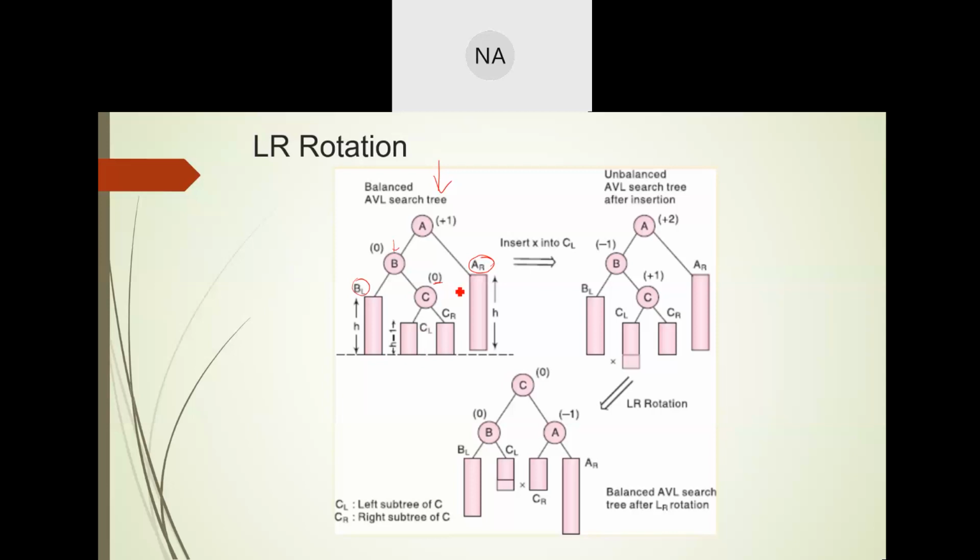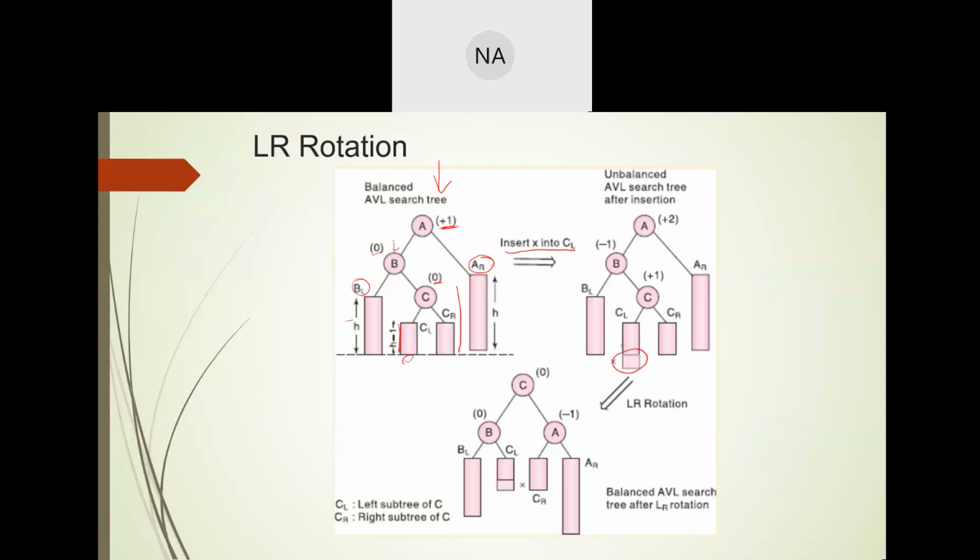So the height of this tree, which includes the subtrees of node C plus node C itself, will be H minus 1 plus 1, so it will be H. The heights of both BL and BR are the same, so the balance factor for node B is also 0. The height of the left subtree of node A will now become H plus 1, and the height of AR is H, so the difference is plus 1. The balance factor for node A is plus 1. Now you insert a new node X into CL here.